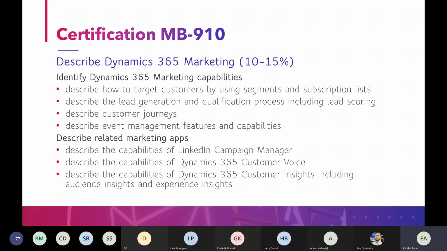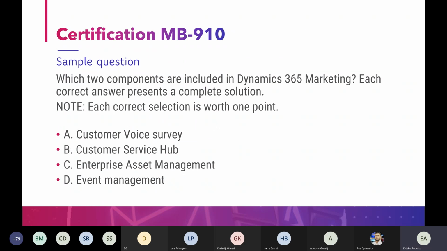It's a fundamental certification, so you will have to know how to do it and how it functions, but you won't have to do a lab. You don't have to do it in reality during the exam. You will only have to answer questions. It's only theoretical. So this is one example of a question about Dynamics 365 Marketing.